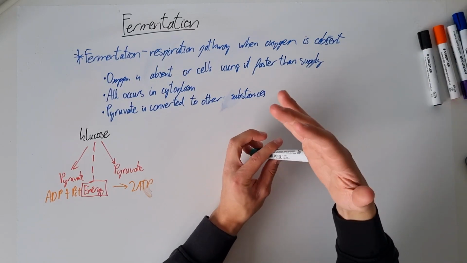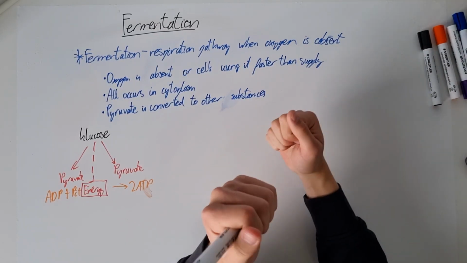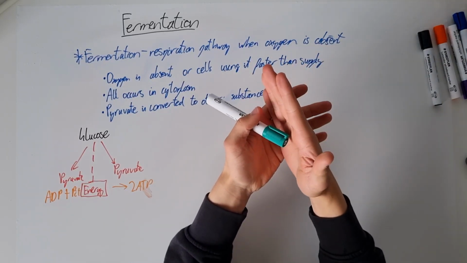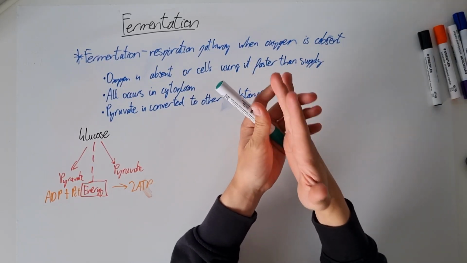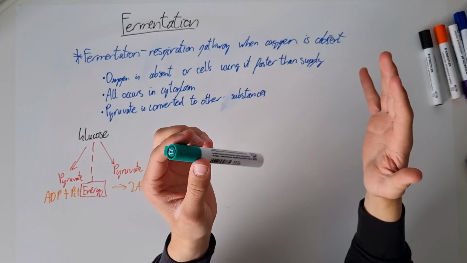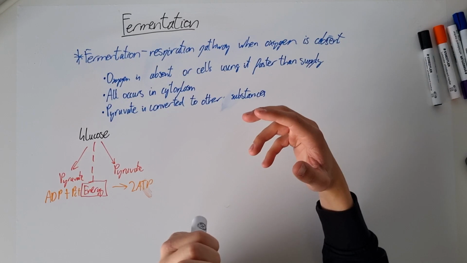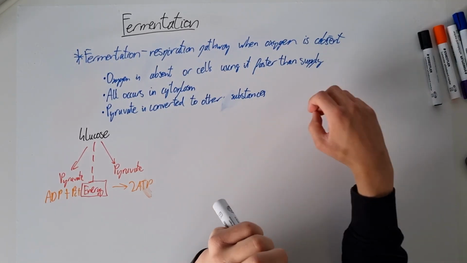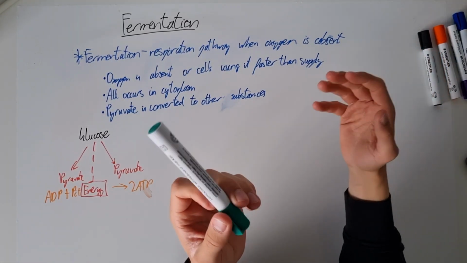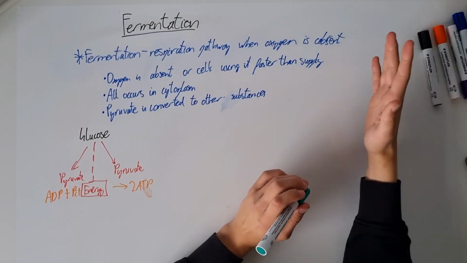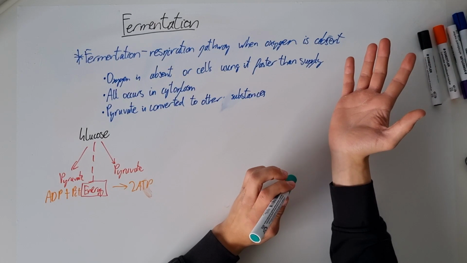So oxygen can also be absent because, say, your muscles are under intense exercise, they're going to be using that oxygen as soon as it gets to the muscle cells from the blood. So because of that, there won't be enough oxygen for aerobic respiration to happen all the time. So it will also have to carry out some fermentation or anaerobic respiration, whatever you prefer to call it.